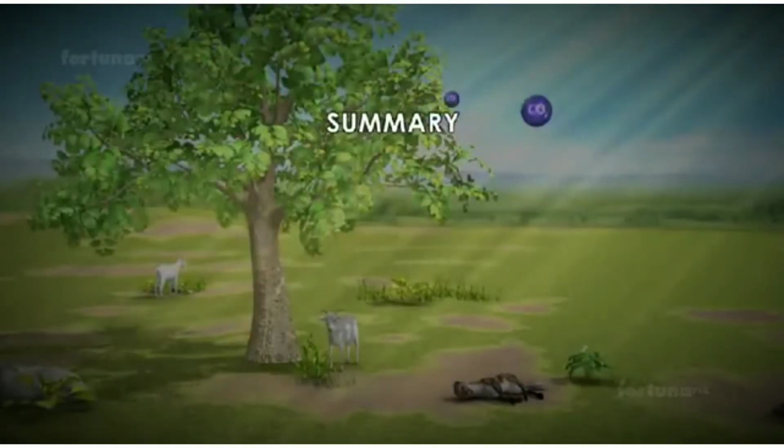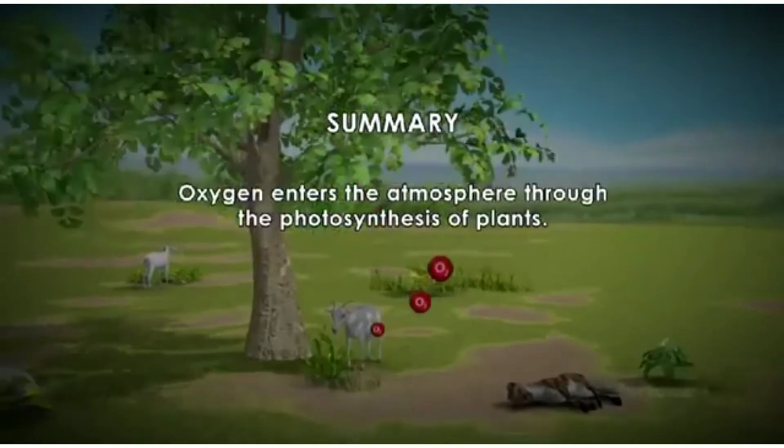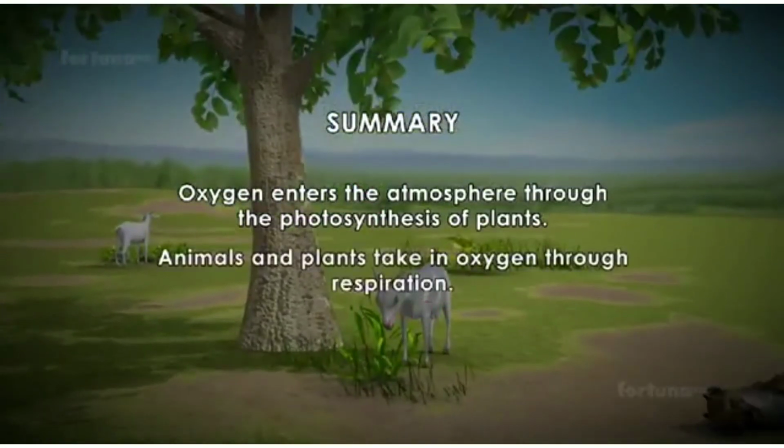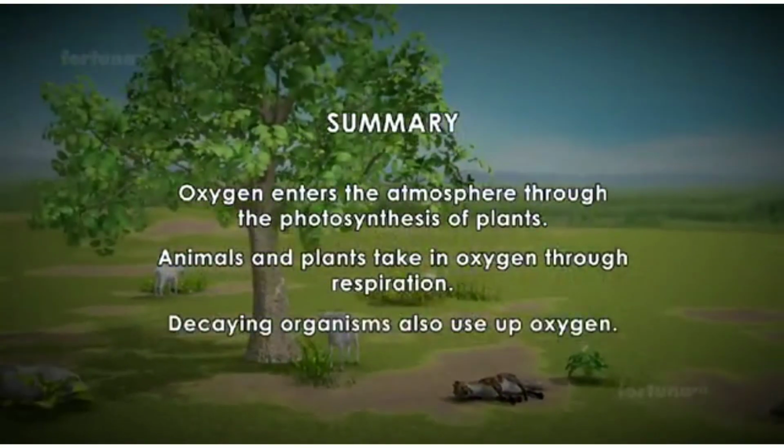Summary: oxygen enters the atmosphere through the photosynthesis of plants. Animals and plants take in oxygen through respiration. Decaying organisms also use up oxygen.